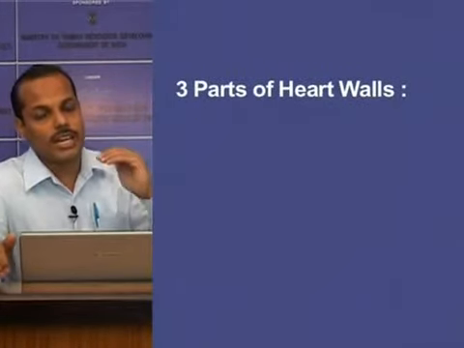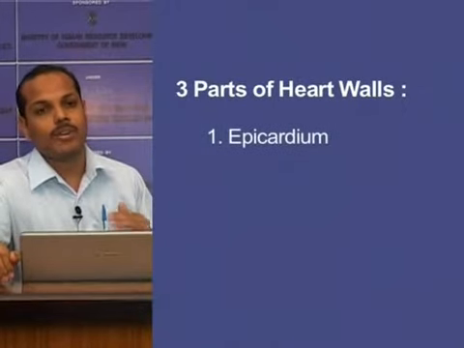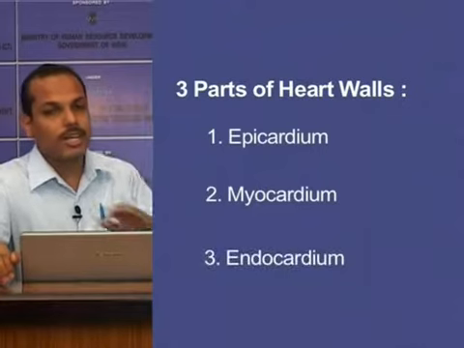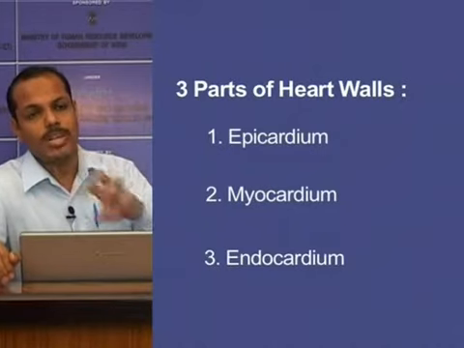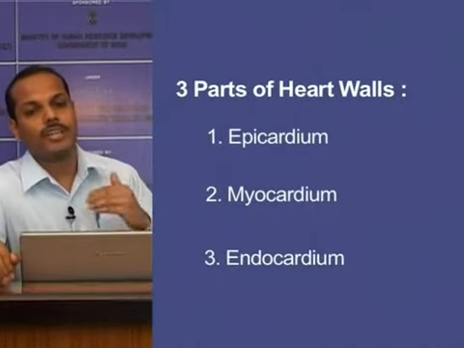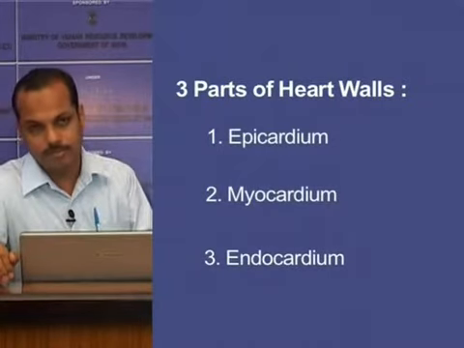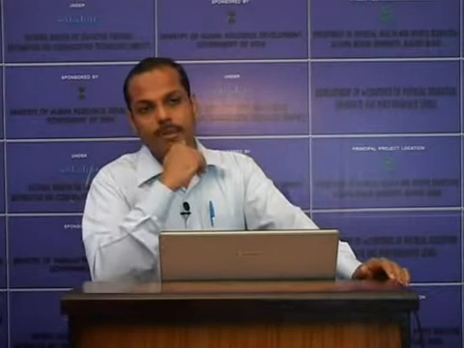Now, regarding the heart wall, it can be divided into three layers: an epicardium, a myocardium, and an endocardium. The epicardium is the most superficial, outer layer. The myocardium is the middle layer, where mainly the muscles are situated, and the endocardium is the innermost layer of the heart. The epicardium is the visceral pericardium, which covers the heart. The second layer is the myocardium, the muscular wall of the heart. The muscles are called cardiac muscle.